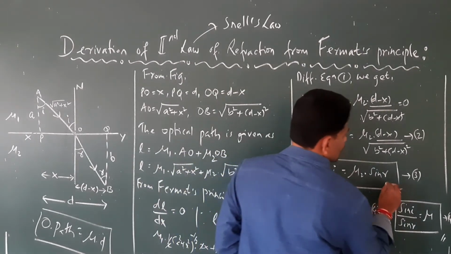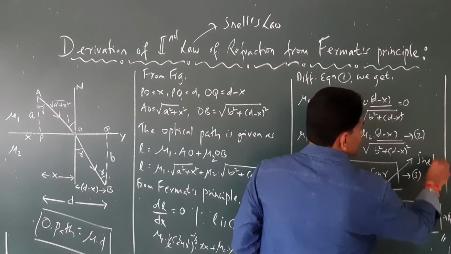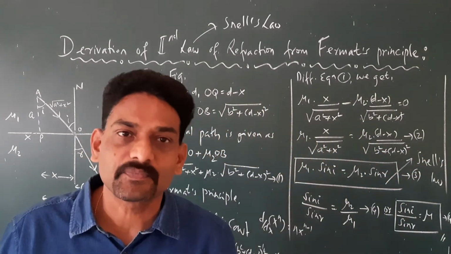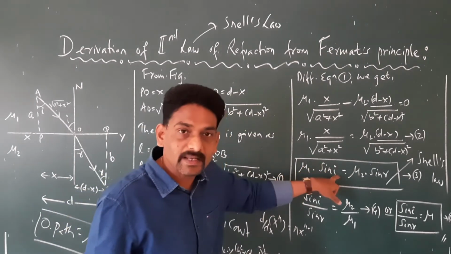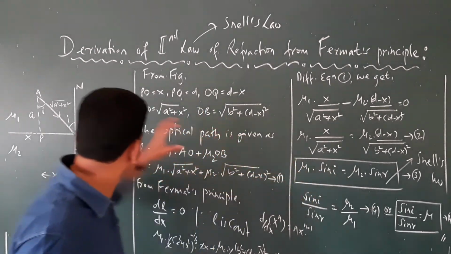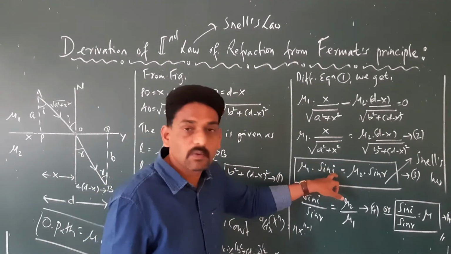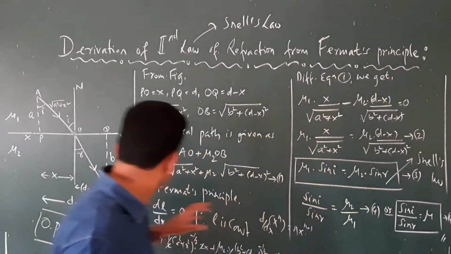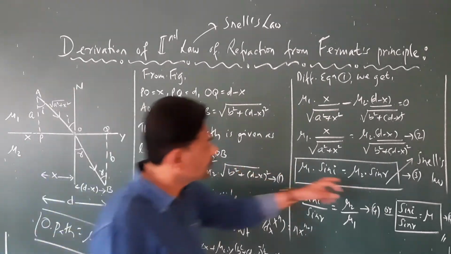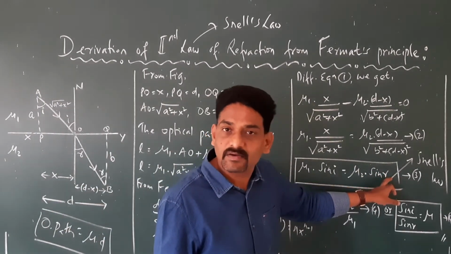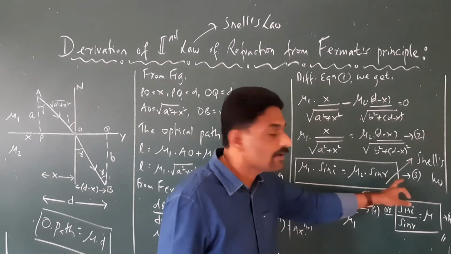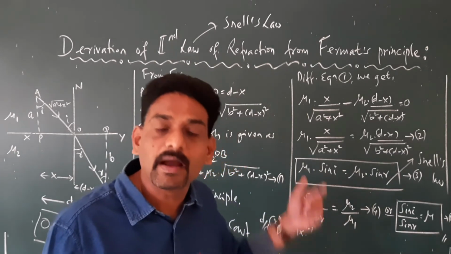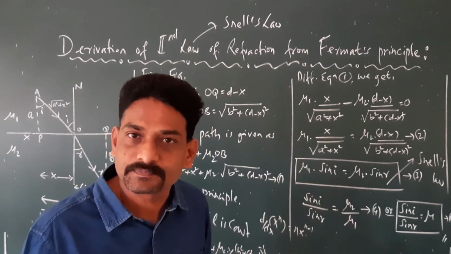What is this? This is nothing but the Snell's law. What is Snell's law? Mu1 into sin I. What is mu1? Refractive index of the first media into sin I. What is I? Angle of incidence equals mu2. What is mu2? The refractive index of the second media into sin R. What is R? Angle of refraction. So we derived the second law of refraction or the Snell's law by applying the Fermat's principle, right?